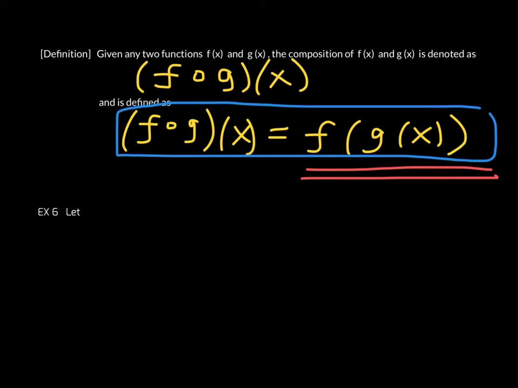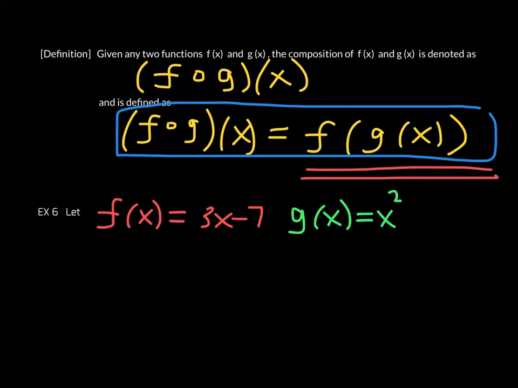All right, here we go. This is example number 6. This is the first example that we look at for function composition. Example 6, let f of x be equal to 3x minus 7 and g of x be equal to x squared plus 2x.